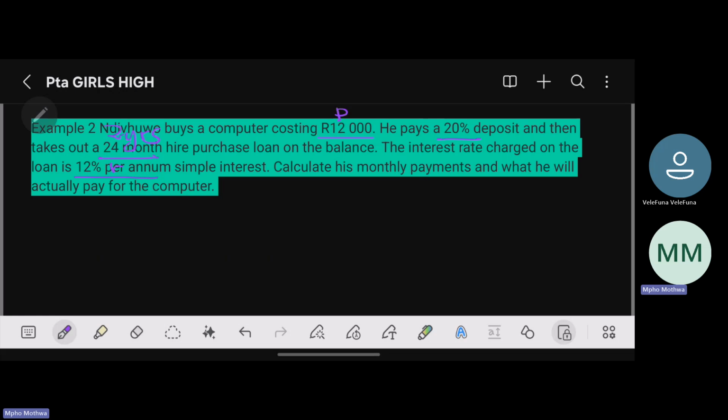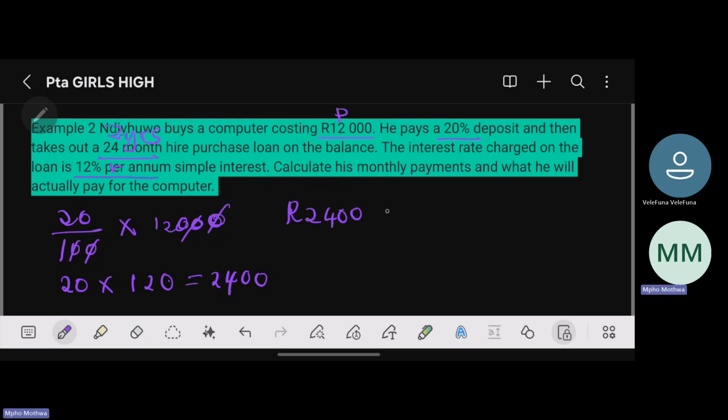Okay, so let's check. Remember, I said that what differentiates a hire purchase from a general simple interest is that here you have to pay 20% of the money first. So let us calculate 20% of 12,000. This is a pure hire purchase. 20% is the same as 20 over 100, of 12,000. So this cancels with that, and then 1 over 20, so I'm having 20 times 120, which will be 2 times 12, it is 24. So this person will pay 2,400 deposit.